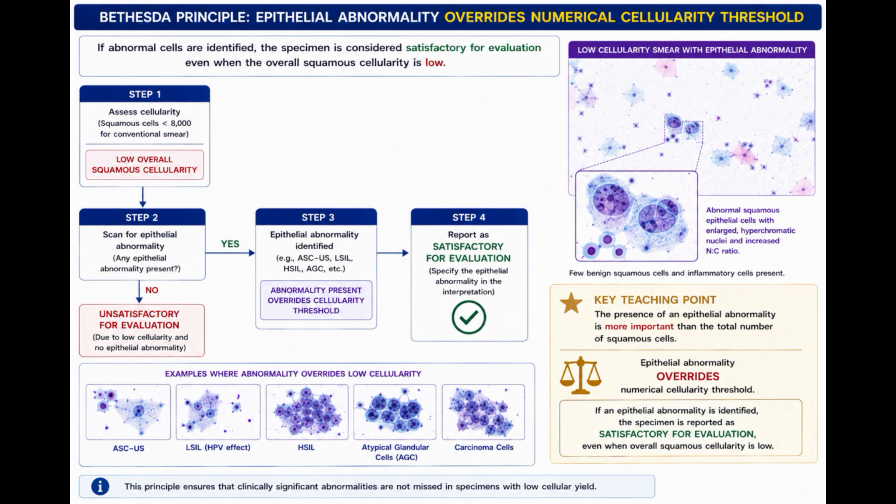context. An important Bethesda principle is that the presence of an epithelial abnormality overrides the numerical cellularity threshold. If abnormal cells are identified, the specimen is considered satisfactory for evaluation, even when the overall squamous cellularity is low.